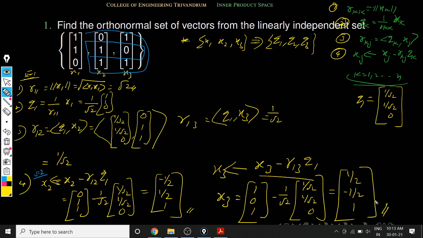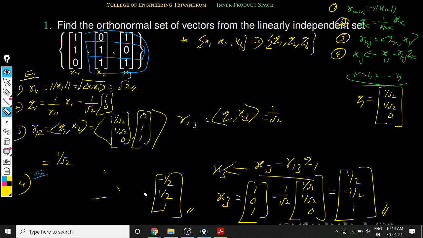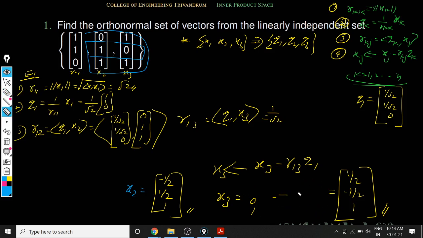Okay. So you have to repeat the same process, the same iteration, for k equal to 2 and k equal to 3. Suppose k equal to 2, then what happened? This is our new x2 and this is our new x3. Clear?